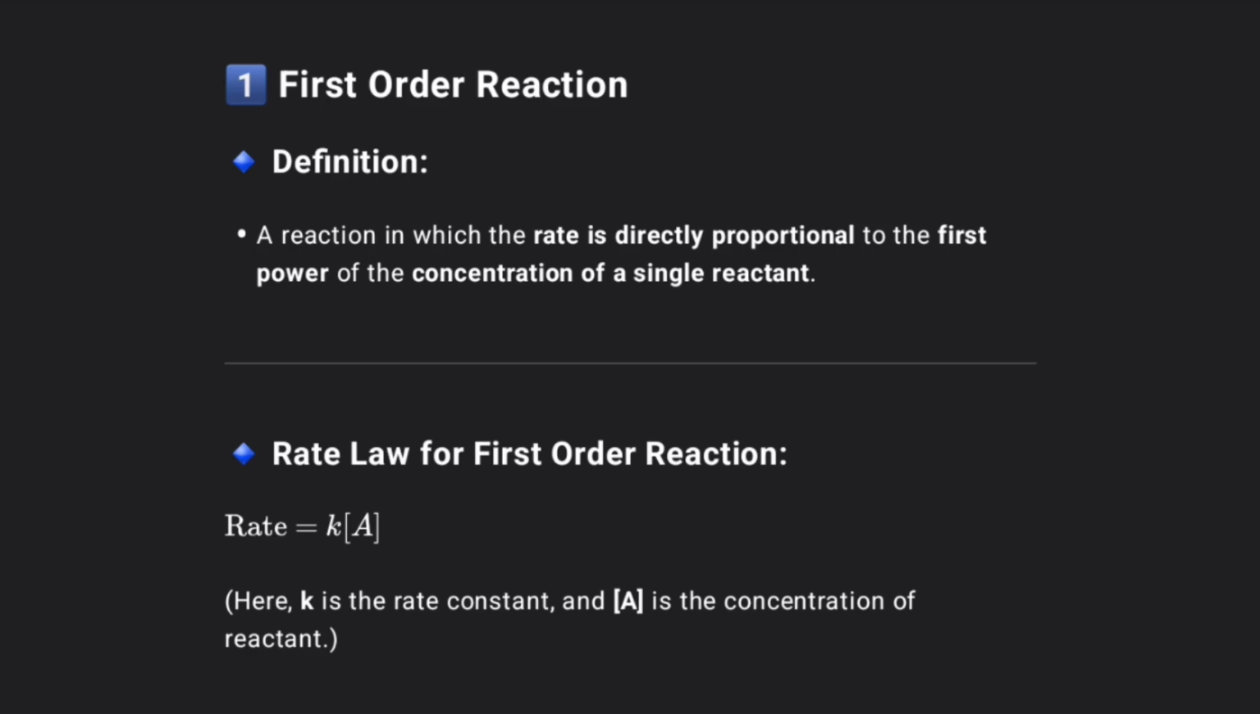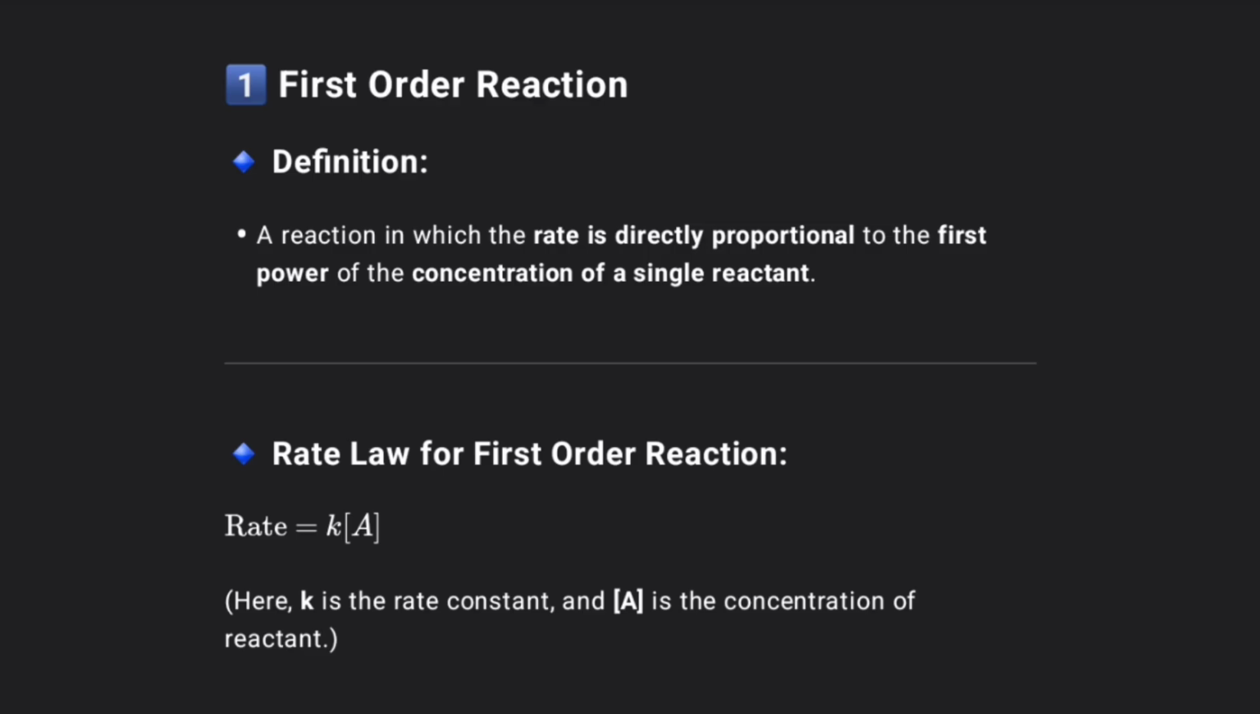First order reaction. Definition: a reaction in which the rate is directly proportional to the first power of the concentration of a single reactant. Rate law for first order reaction: rate = k[A]. Here, k is the rate constant, and [A] is the concentration of reactant.